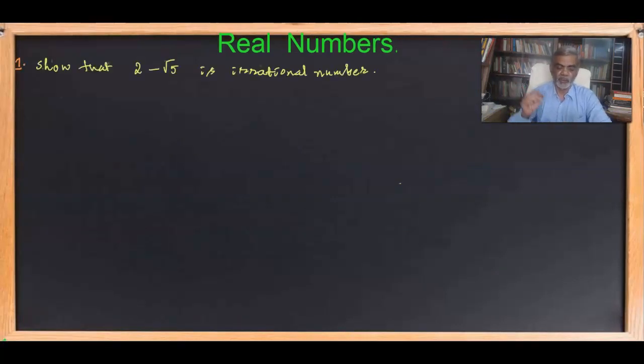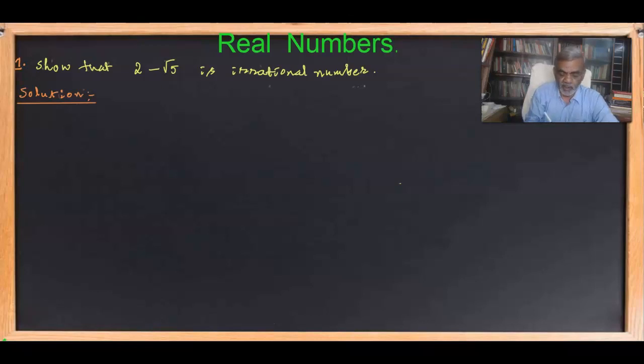Now we will show that 2 minus root 5 is an irrational number. The first one is a rational number and the second number, root 5, is an irrational number. And we know from the four facts mentioned earlier that 2 minus root 5 is an irrational number. But how to prove it? I am going to show that this is an irrational number.